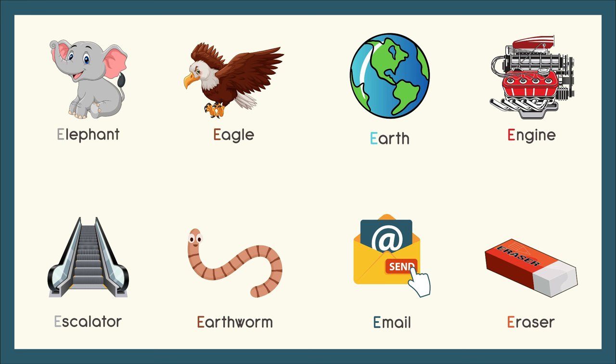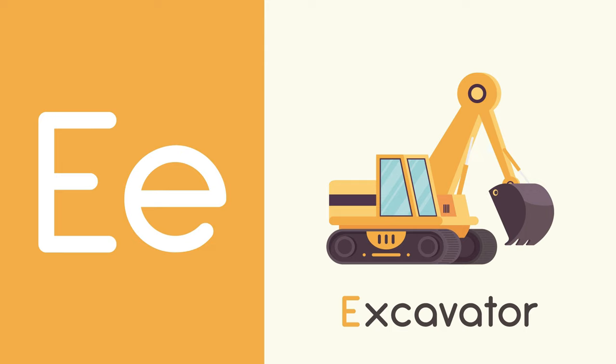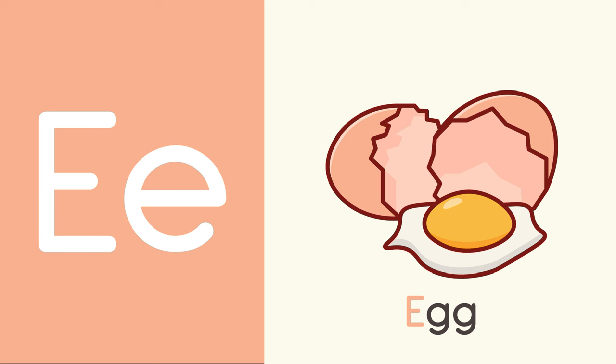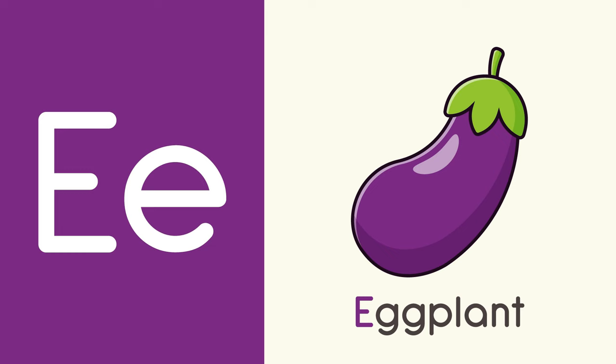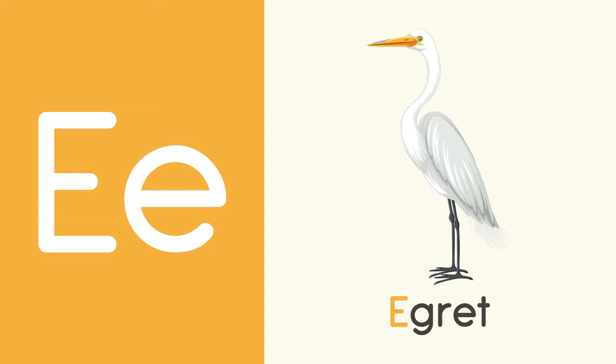E is for excavator. E is for engineer. E is for egg. E is for eye. E is for earring. E is for eggplant. E is for egret. E is for envelope.